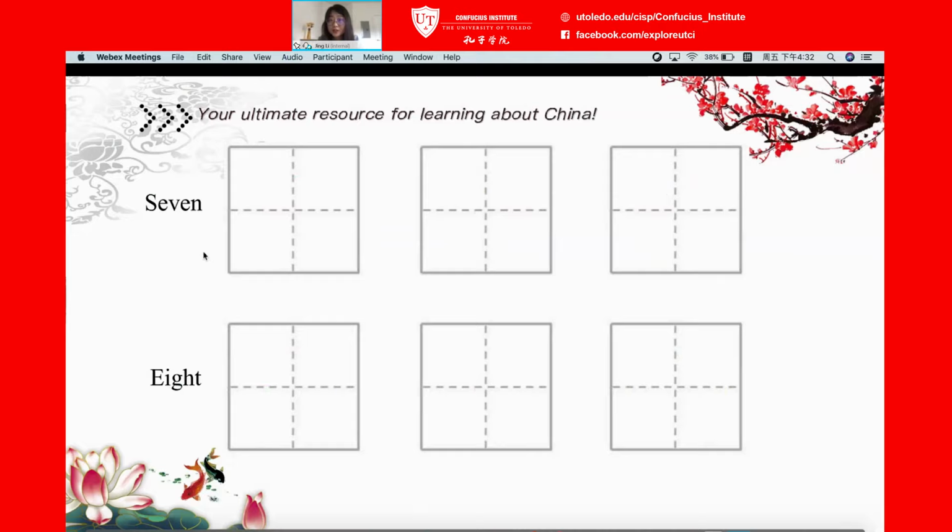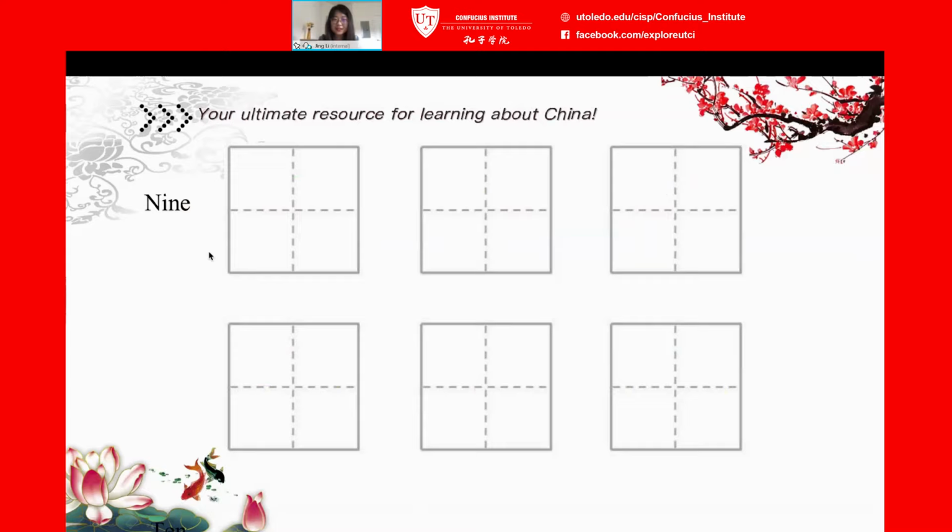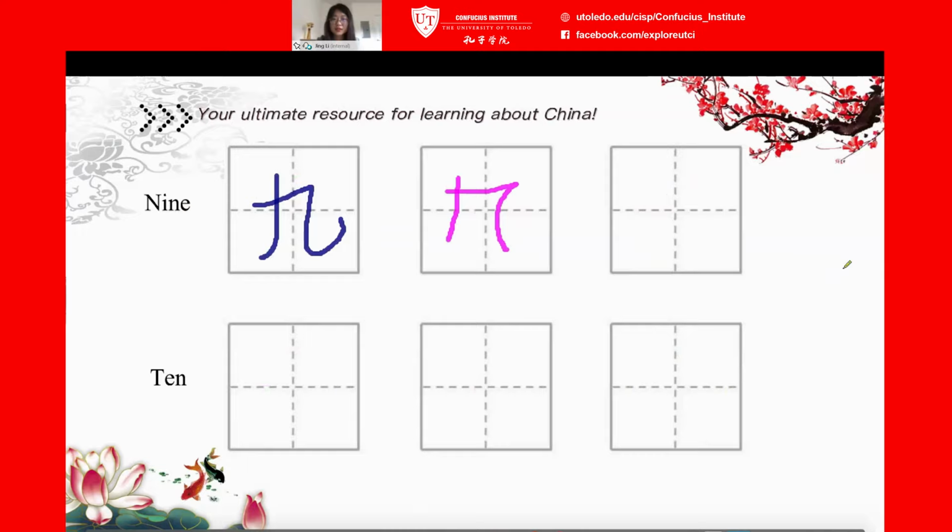Next, realize that she is upside down. Nine and ten. Have a try. You can think about the number's original meaning. What does that look like? So somebody has written number 9. Can you pronounce it? Jiǔ. Very good. So number 10. How to pronounce it? Shi. Very good. Shi, number 10.